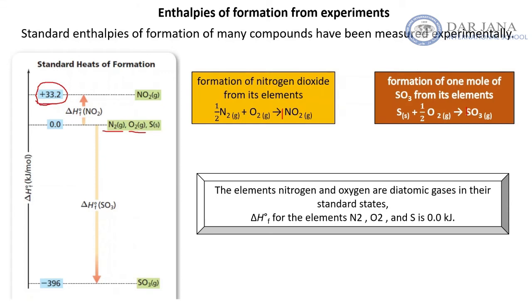So this amount will be the delta H formation for NO2 gas. The similar thing for sulfur trioxide. Sulfur trioxide is made up of the elements oxygen and sulfur. The standard heat of formation for oxygen and sulfur in their standard state is 0. When these two combine to produce 1 mole of SO3 gas, it will produce negative 396 kilojoules. This heat change is called the delta H formation for SO3.